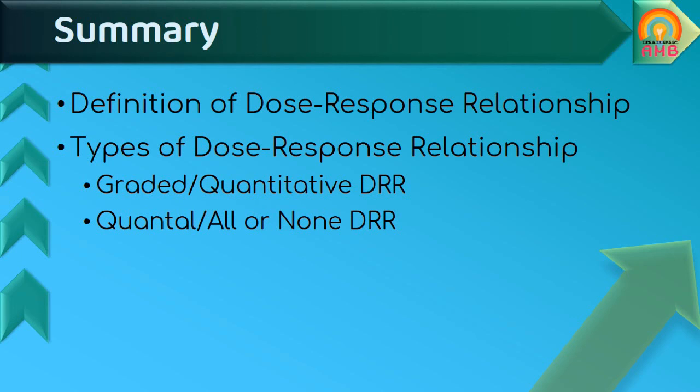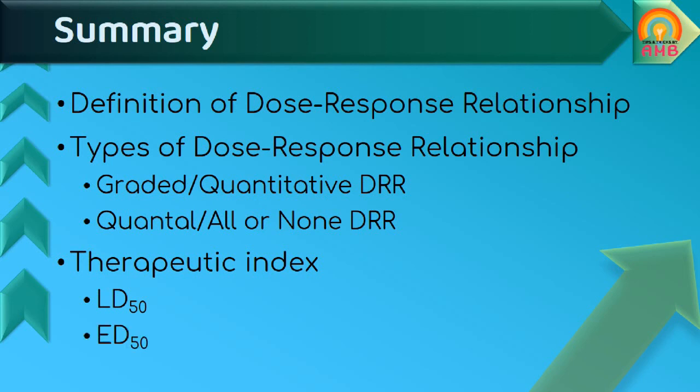Then we had discussed about therapeutic index. It is the ratio of LD50 and ED50. LD50 is the dose which is toxic to 50% population under study, and ED50 means the dose at which 50% population under study shows therapeutic effect. We also discussed that therapeutic index describes margin of safety of the drug.